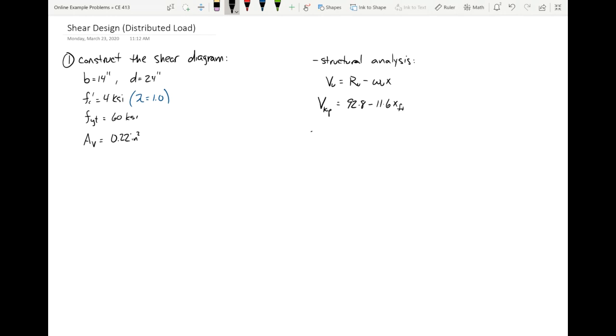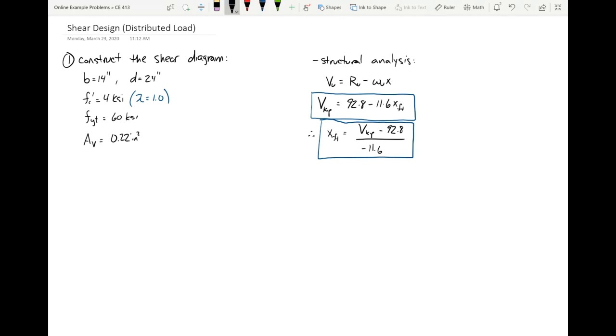Lastly, I'm going to go ahead and solve this equation for X. So if I solve this for X, I'm going to get, what do I do? So I say the V kip minus 92.8. Let me redo that. Over negative 11.6. So those are two expressions that I will use later when plotting my shear diagram.